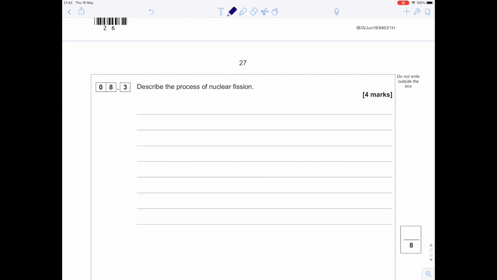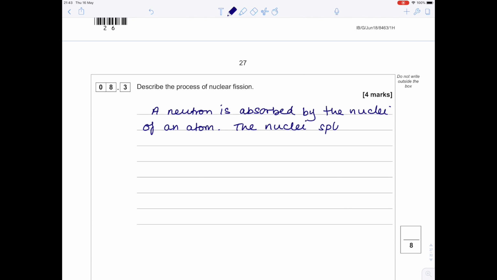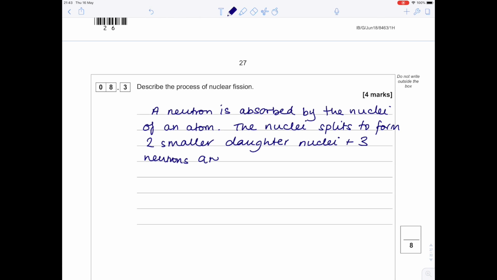Describe the process of nuclear fission. So let's start by defining it. A neutron is absorbed by the nuclei of an atom. The nuclei splits to form two smaller daughter nuclei and 3 neutrons are released.